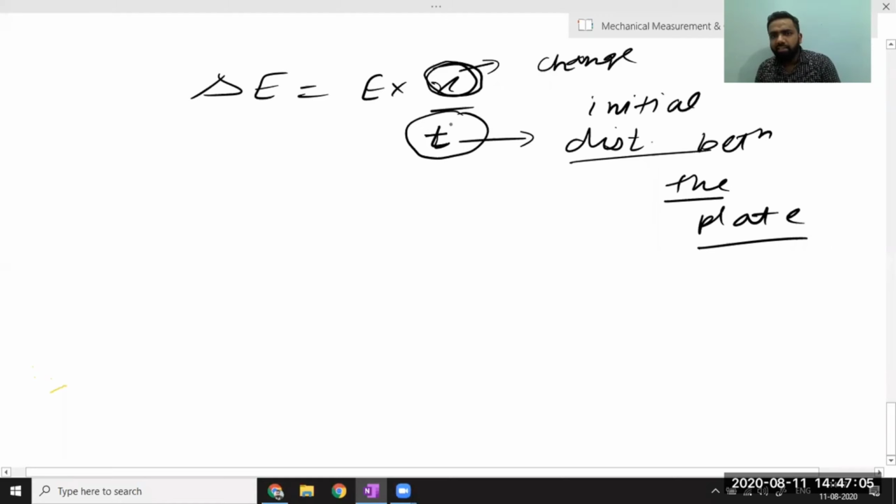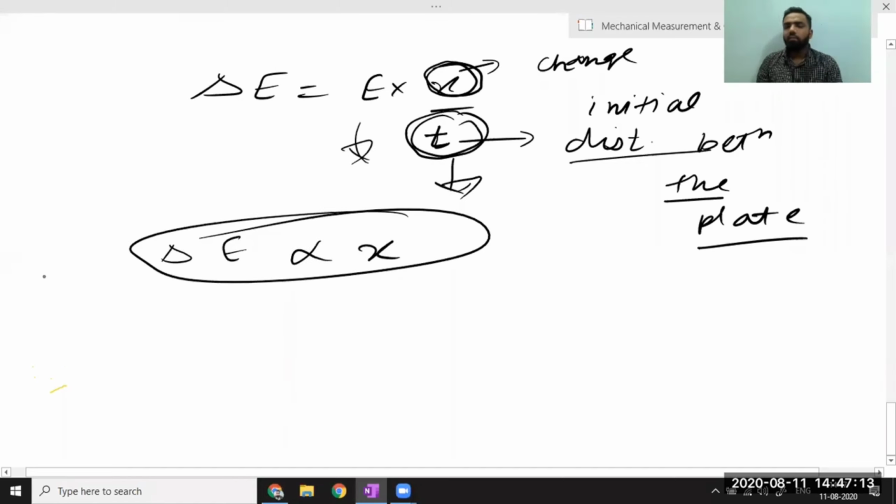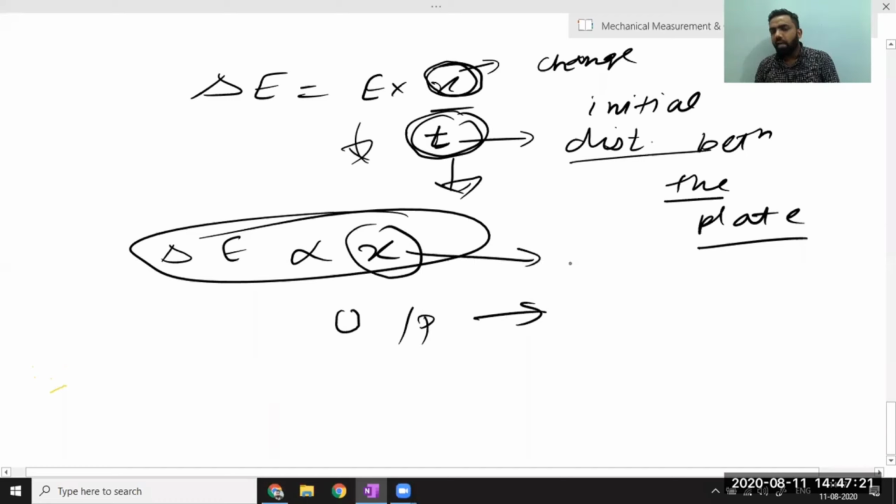So what do we get? Initial distance is going to be a constant. E is also a constant. So the change in voltage will be proportional to X, right? So whatever output you get will be nothing but the displacement, which is happening due to the displacement of the arm or displacement of the system. I hope you're getting it. So you don't have to measure.